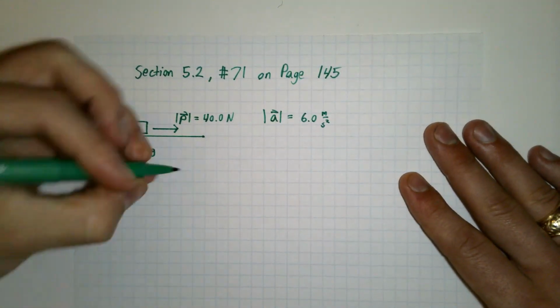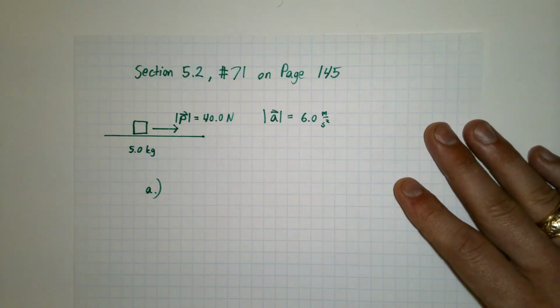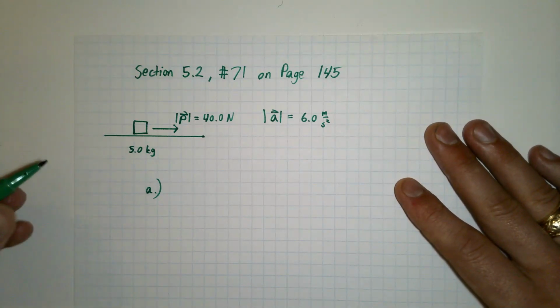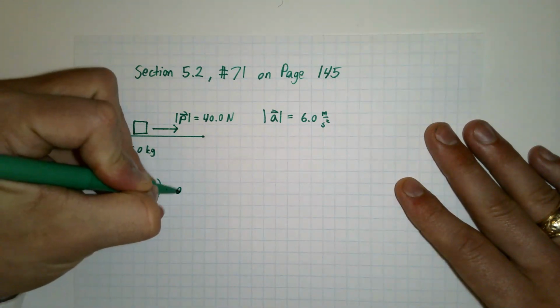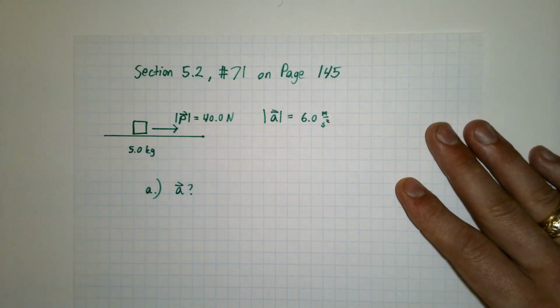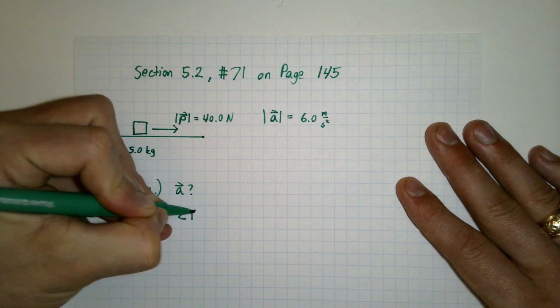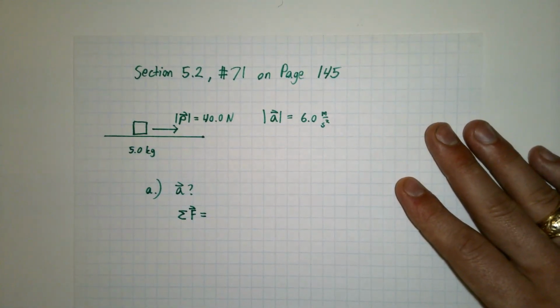Our first question is to determine what the block's acceleration would be if the surface was frictionless. In other words, neglect friction in this circumstance. What would the acceleration be? So we're asked to find acceleration, but for a different circumstance. In this case, we need to use Newton's second law to relate a net force acting on an object to its acceleration.